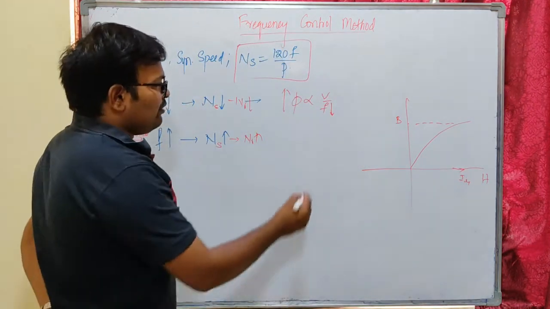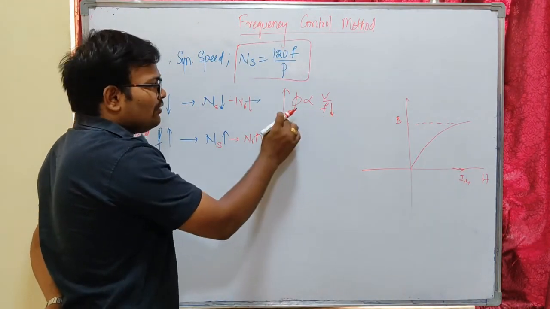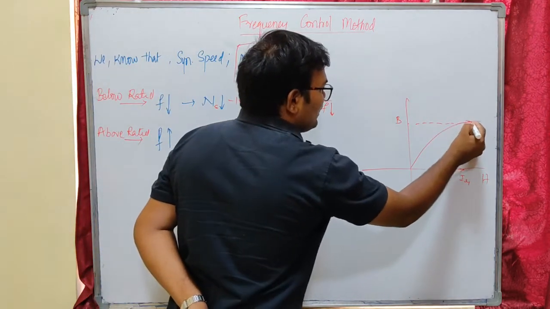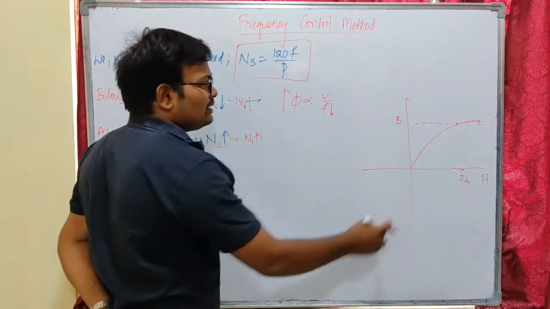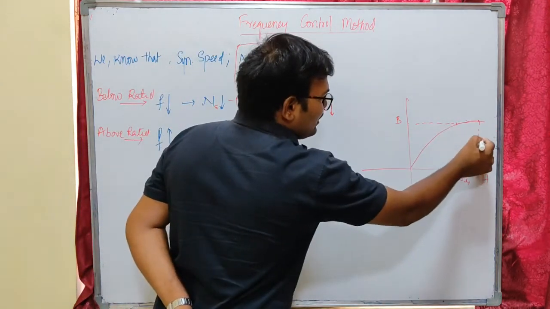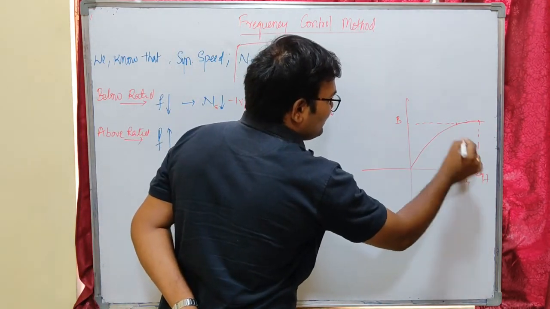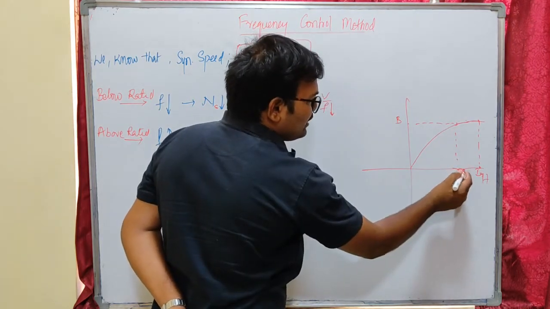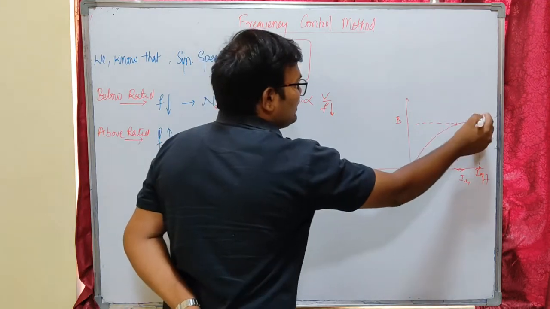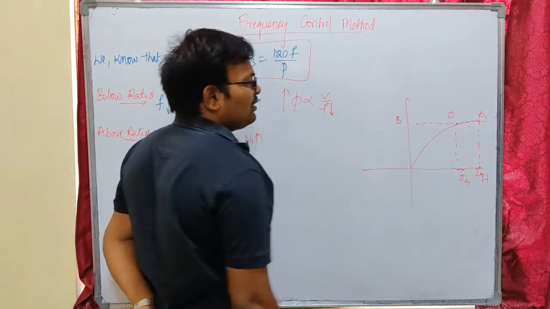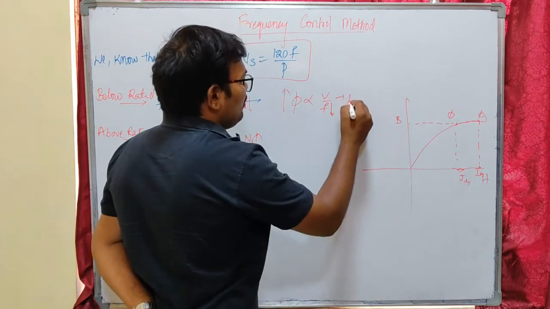So for a small reduction in frequency, our flux will go beyond like this. That means for a small change in frequency, our flux will be like this. It is almost near saturation. That means our flux will need more magnetizing current from the supply. Initially it was here, but a small reduction in frequency increases the flux to here. This is phi 1, this is phi. That means I am going to need more magnetizing current.